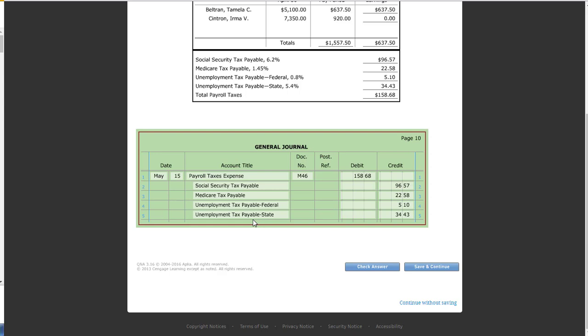Okay, so you're going to do your payroll register first in your cash payments journal. Then you go through and calculate your four employer taxes, and that goes in your general journal. Go ahead and try that on your own.